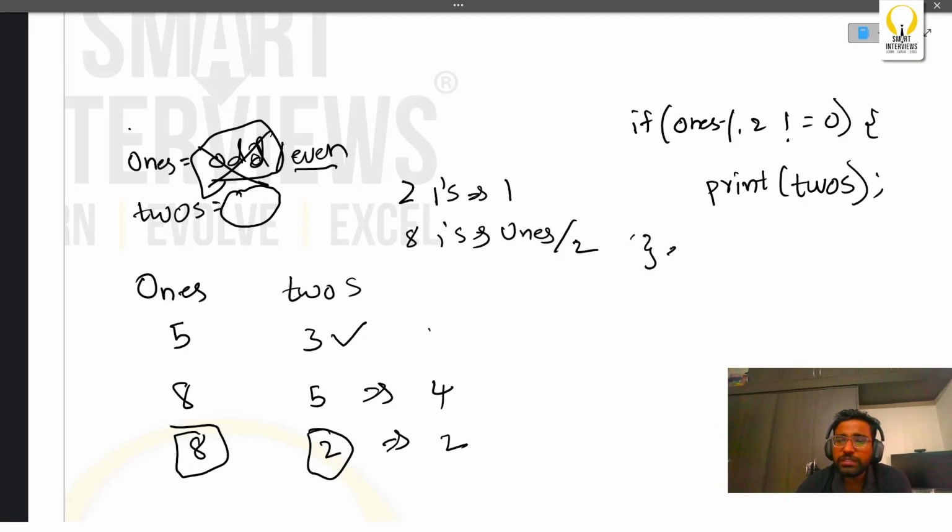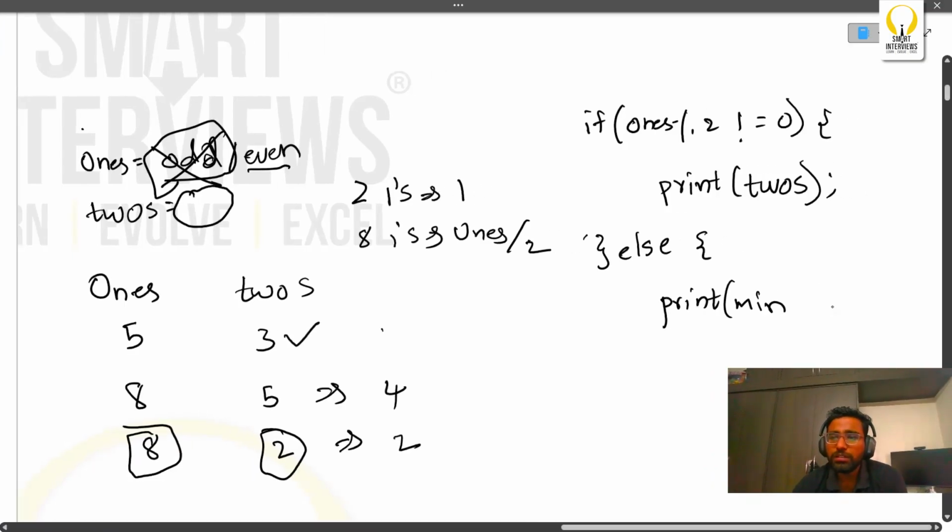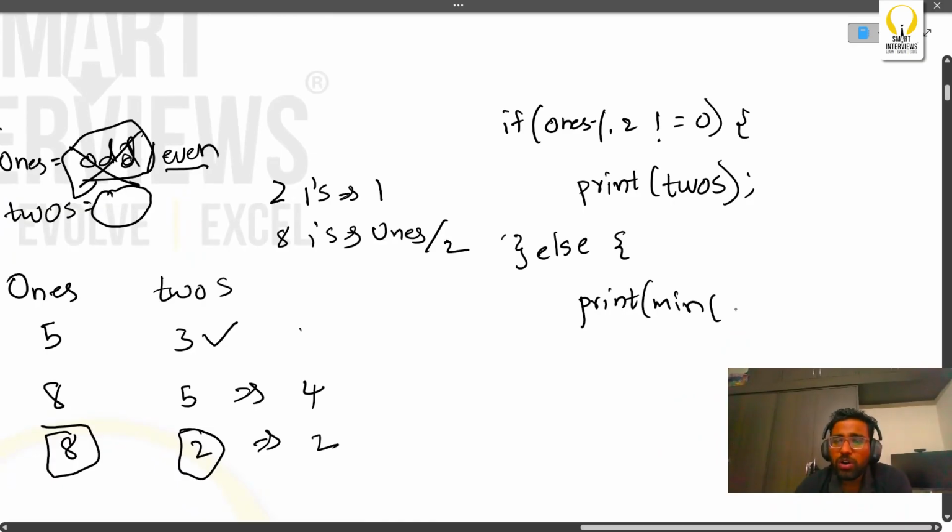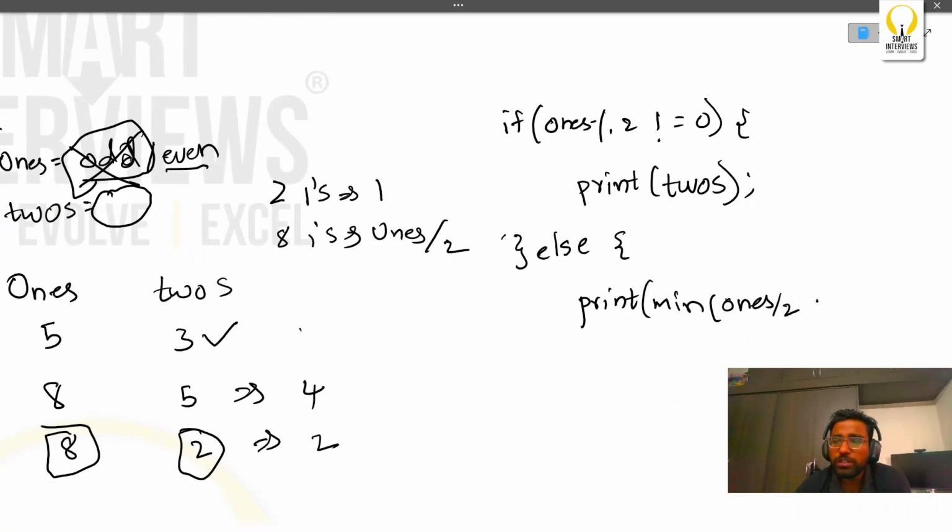Else, if it is even, that means ones we can convert to twos. But will we simply take ones by two? No, we don't know the minimum. So we'll pick the minimum operations for converting all ones to twos, that is nothing but count of ones by two, and the operations for converting twos to ones, that is nothing but the number of twos.